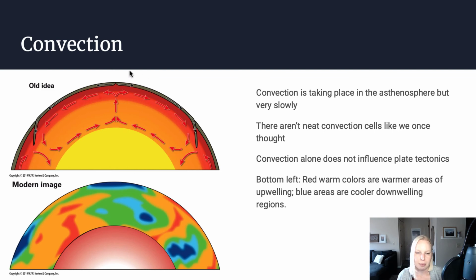So the top left here is sort of our old conception of convection in the asthenosphere, and our new model is in the lower left here. What you can see here in the lower left is that the warmer colors indicate warmer areas of upwelling, and the cooler colors indicate downwelling regions, or regions where earth materials are moving relatively downward. And again, we thought that convection was sort of the driving force of plate tectonics for a long time, but there's actually a lot of evidence to say that there are other influences on tectonic movement.